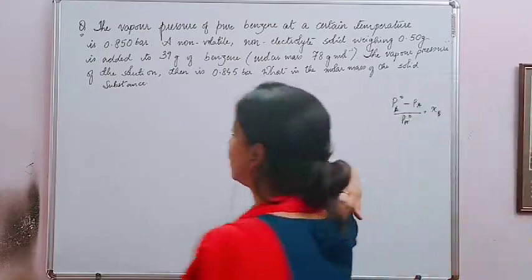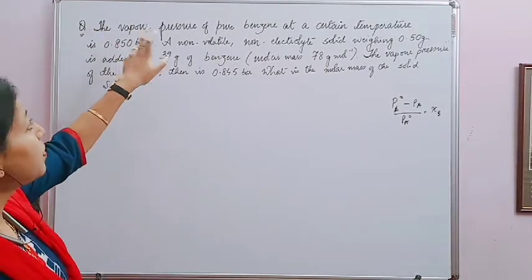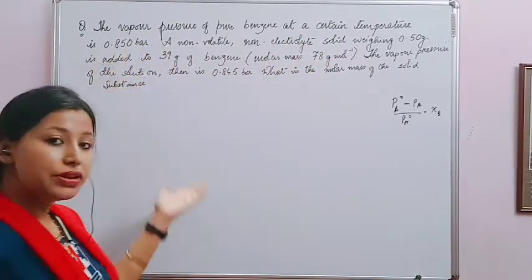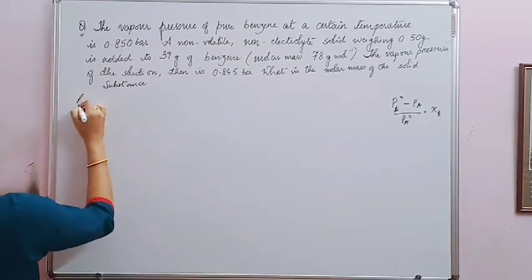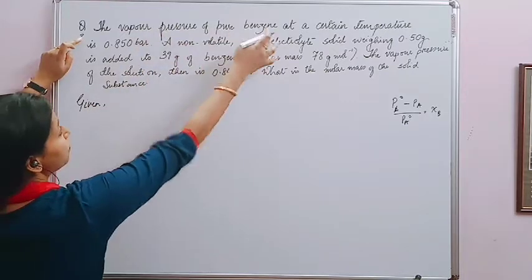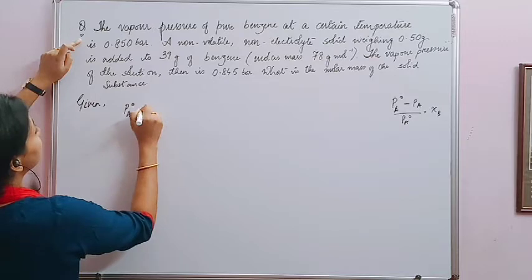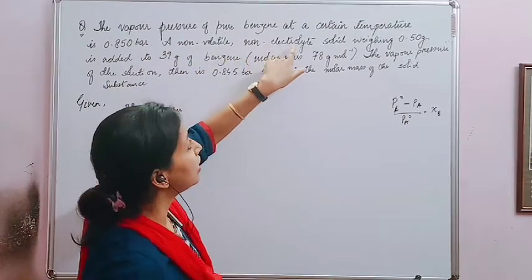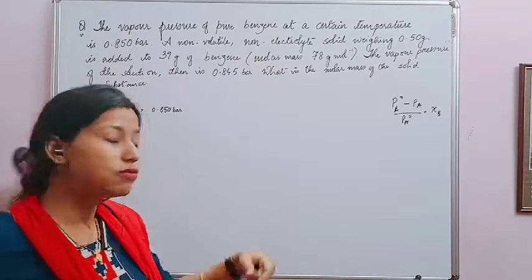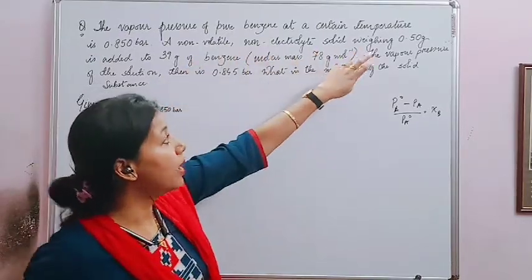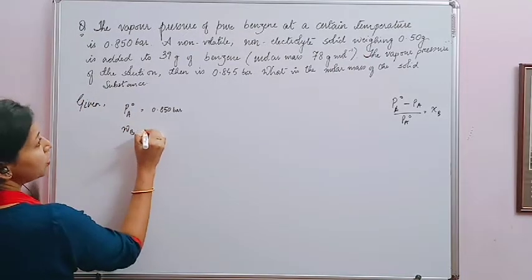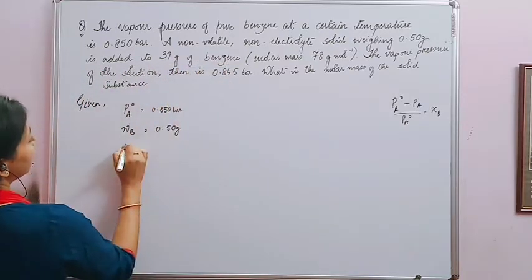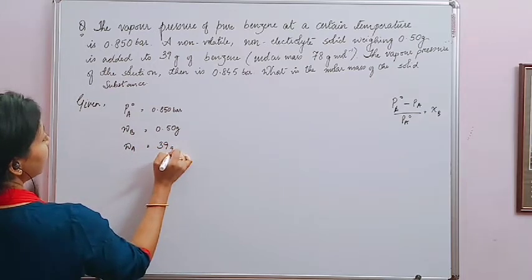See, I've written the question on the board. Let's read it. The vapor pressure of pure benzene at a certain temperature is 0.85 bar. As I read the question, I keep on writing the given. So let's write given. It's given vapor pressure of pure benzene, so definitely it becomes Pa naught is equal to 0.850 bar. A non-volatile, non-electrolyte solid, that means this is the solute, weighing 0.50 gram. That is Wb is equal to 0.50 gram, is added to 39 gram of benzene. So that will be Wa, 39 grams.